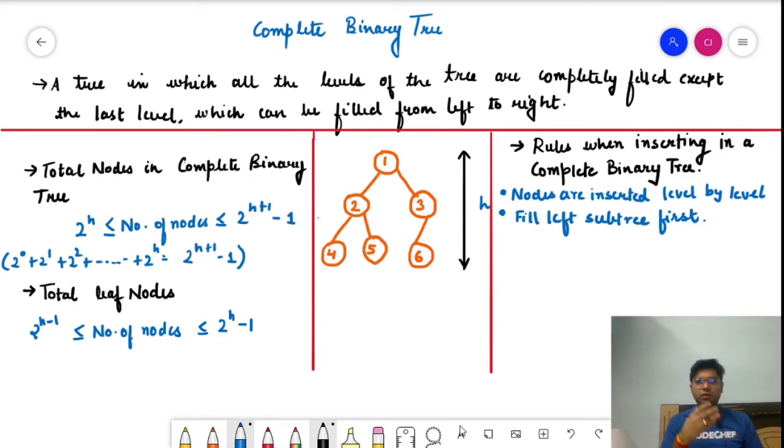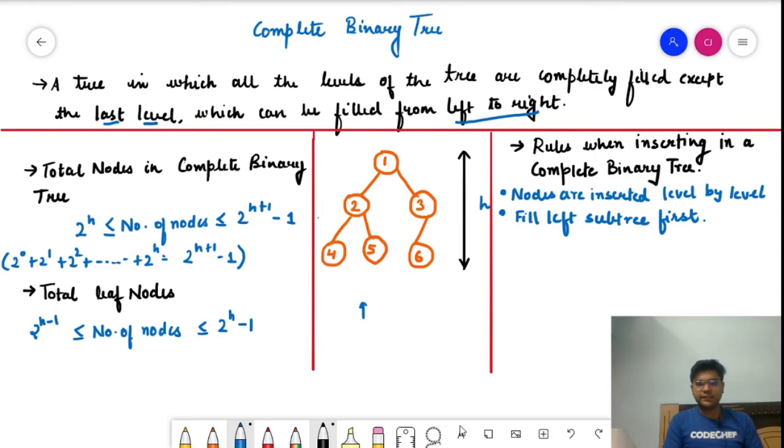A tree in which all the levels of the tree are completely filled except the last level. So except the last level, all the levels are completely filled, and the last level may be partially filled, right? And the filling is from left to right. That is very important. A complete binary tree will fill from left to right. So this is the typical definition.